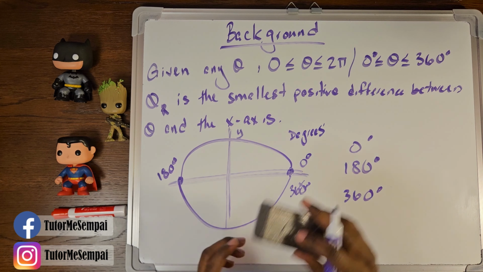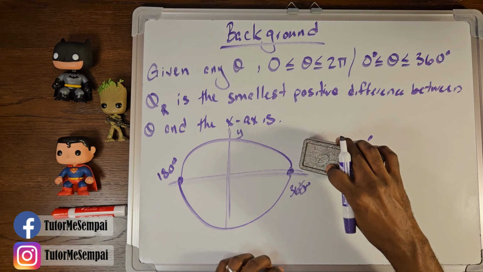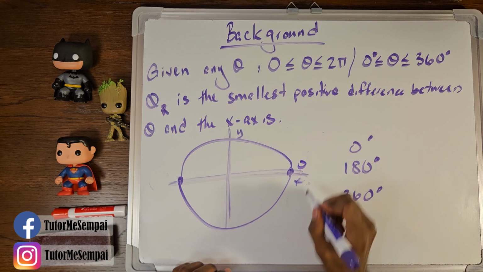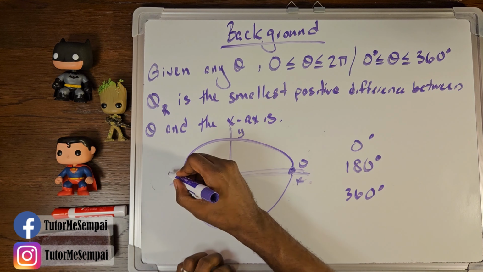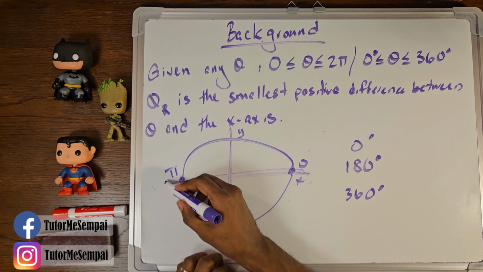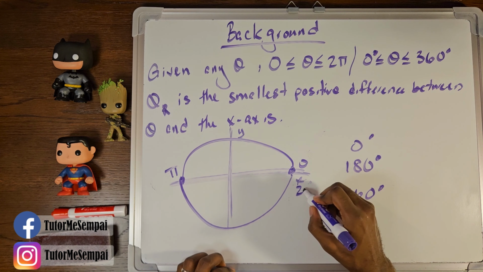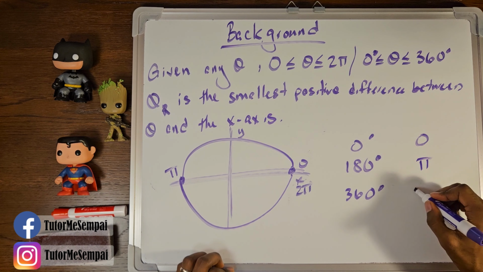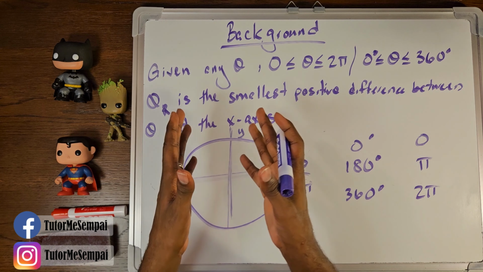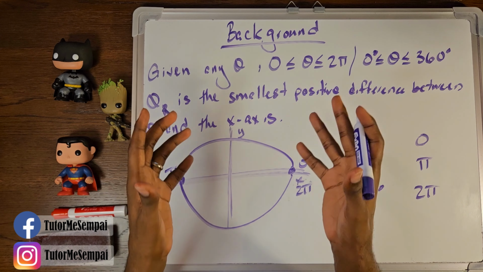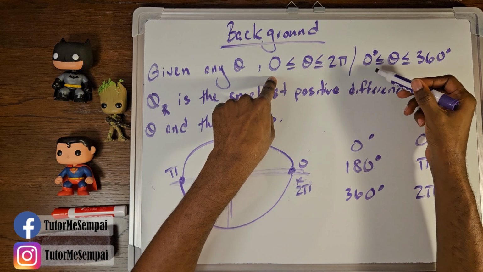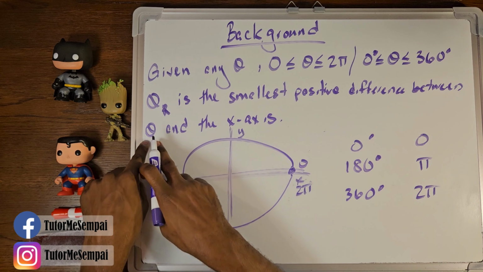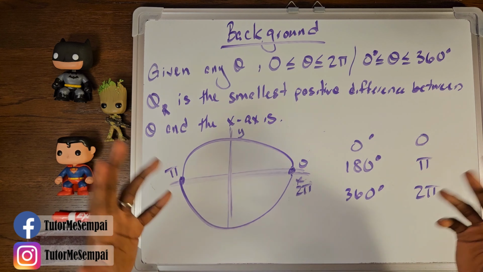But let's say we did the same thing for radians. Instead of degrees, what would they look like? You're starting at 0 still, and you're going all the way to pi, and then one full rotation back to 2 pi. So your 3 possible values for radians are 0, pi, and 2 pi. So in this definition, if you have any positive theta between 0 and 2 pi, or 0 and 360 degrees, your reference angle is the smallest positive difference between that theta and these numbers. Let's check it out and see what we mean.